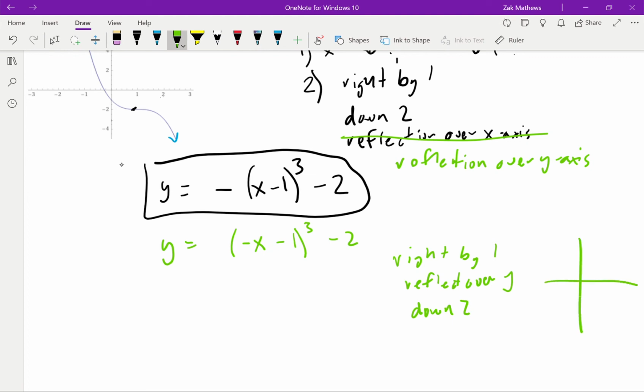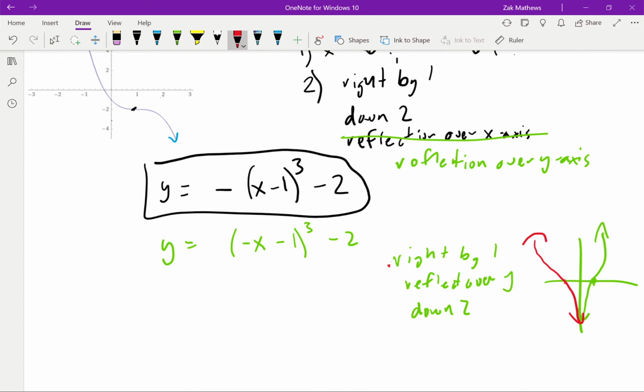Well, let's draw it. First thing, right by 1. That would be our ballpark sketch. Next thing, we would reflect over the y-axis. That would be our right by 1. Next, we would reflect over the y-axis. So this point jumps over here. Now, the direction of the curve is going to be fine, but notice we're on the complete wrong side of the y-axis now. Because those horizontal shifts always come first, they get messed up when we try and add in other transformations.